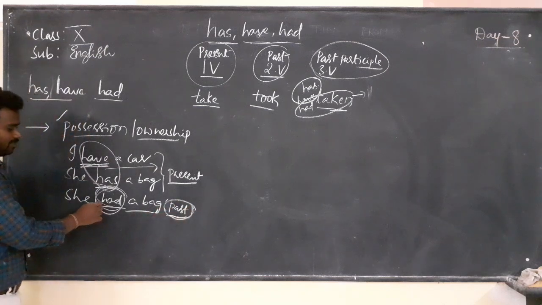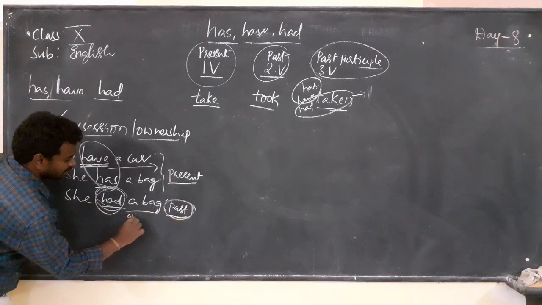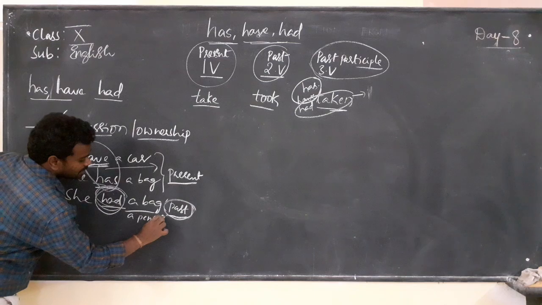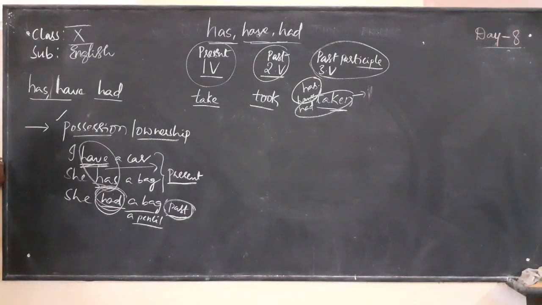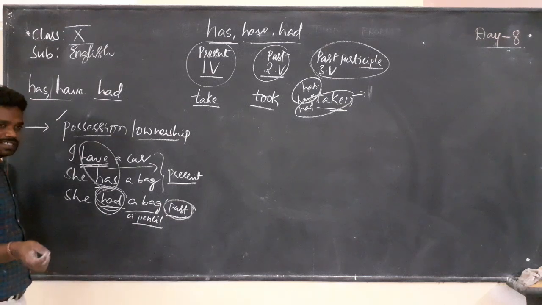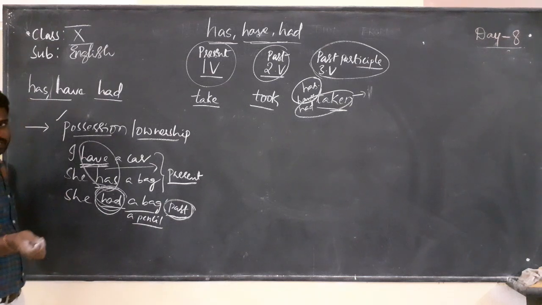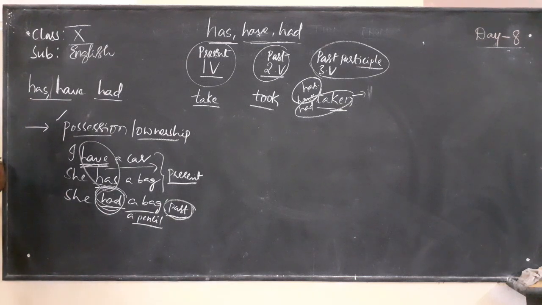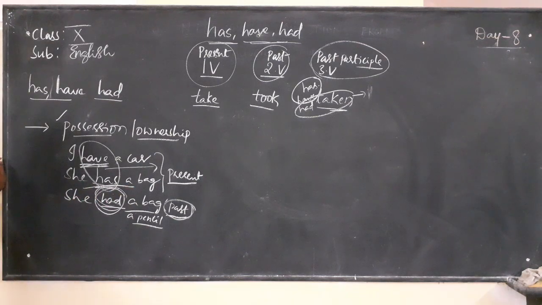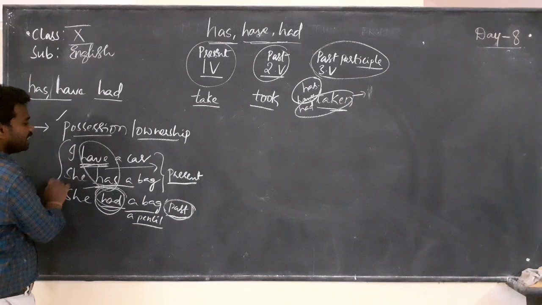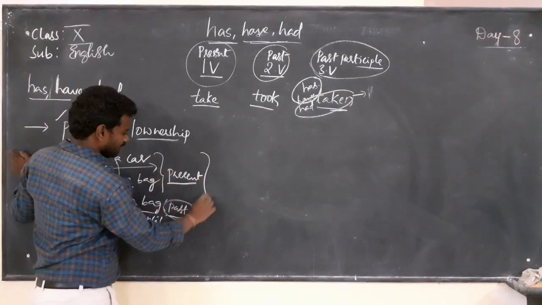As you know, in the past, for example, she had a pencil, but at present she has no pencil. She doesn't have anything.